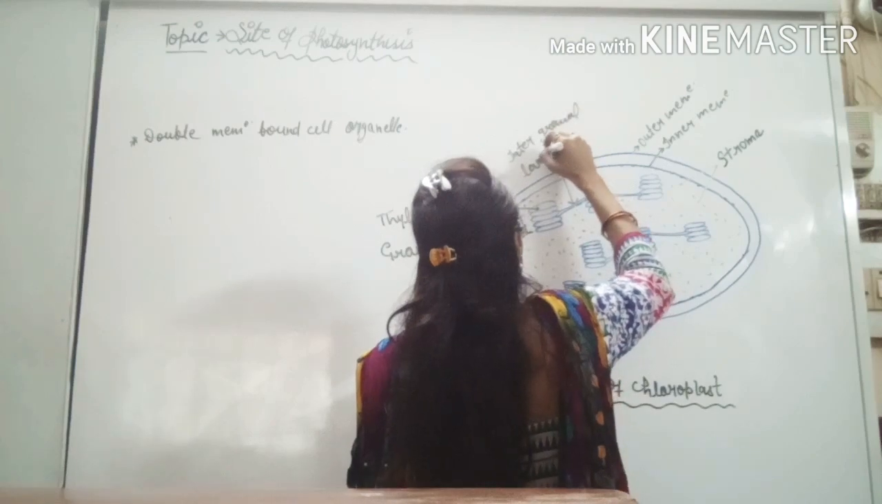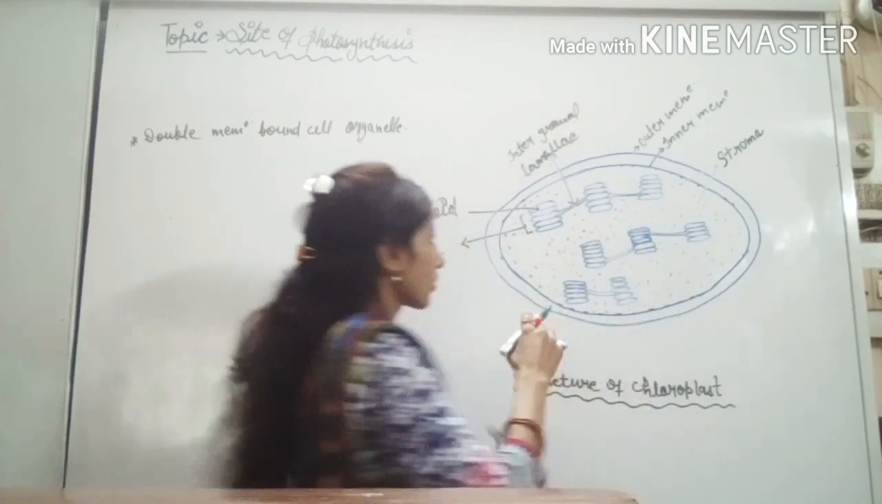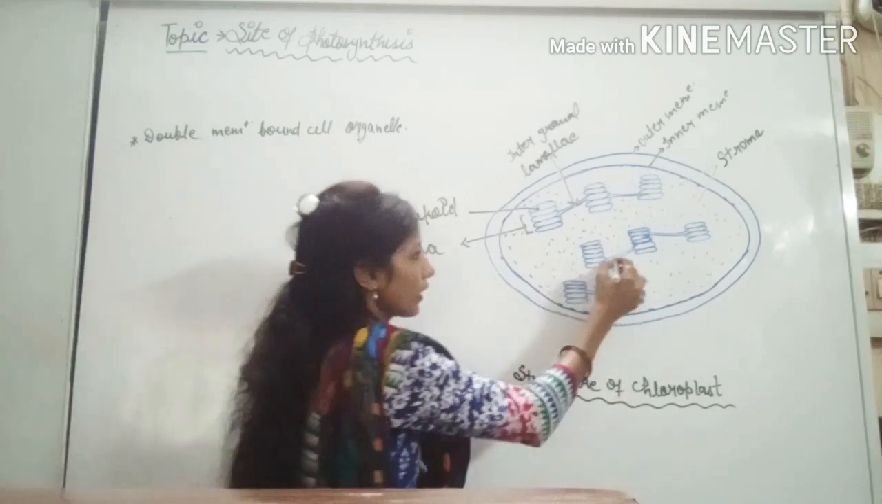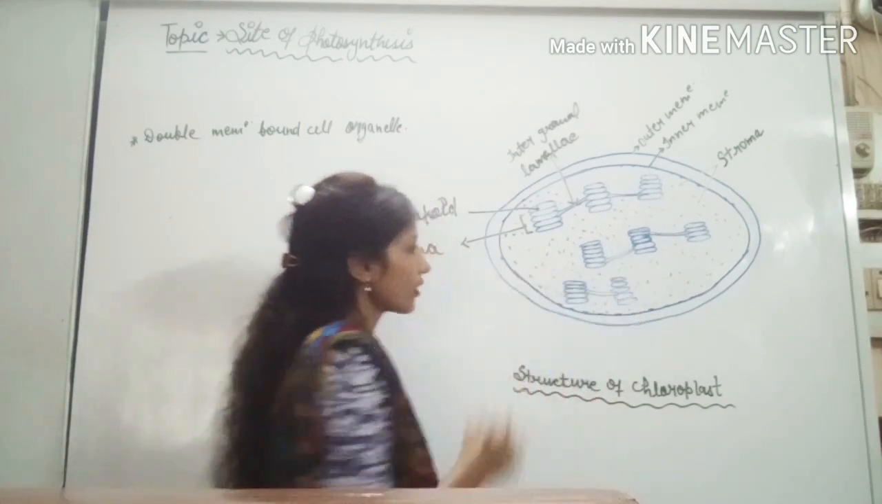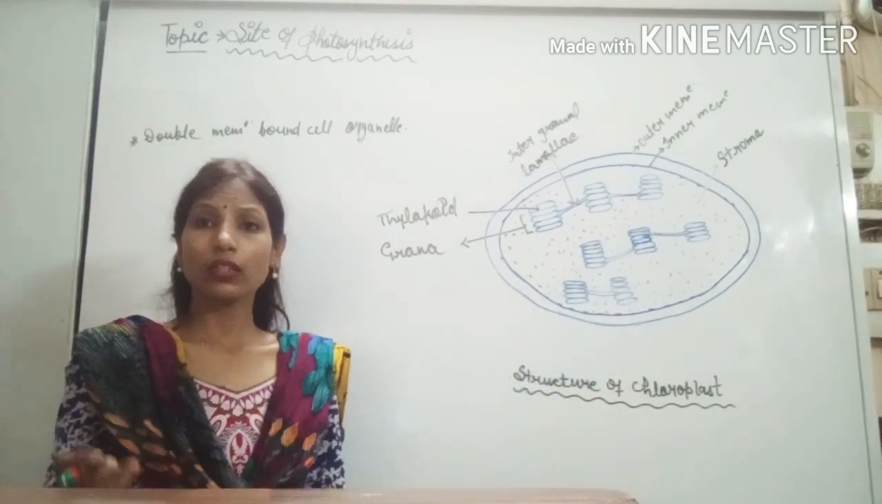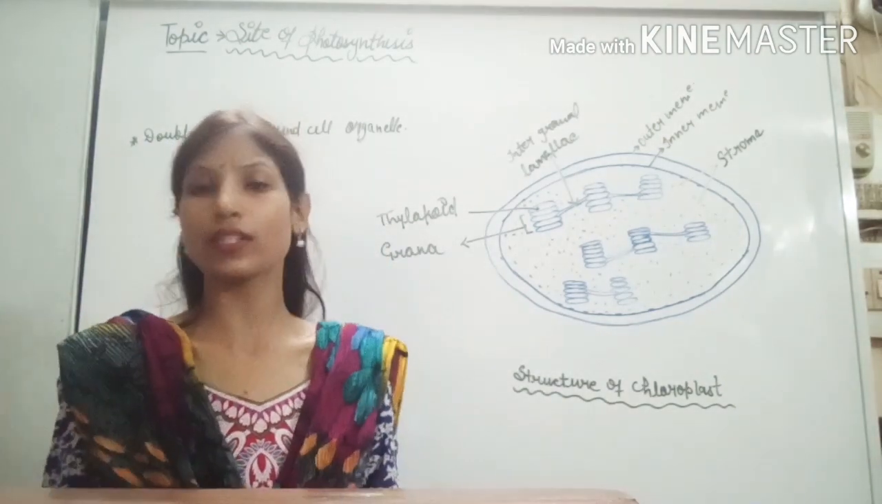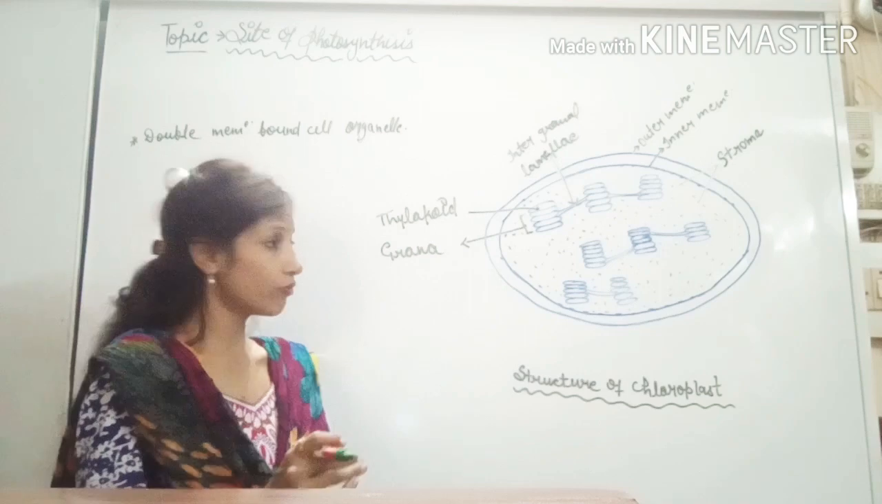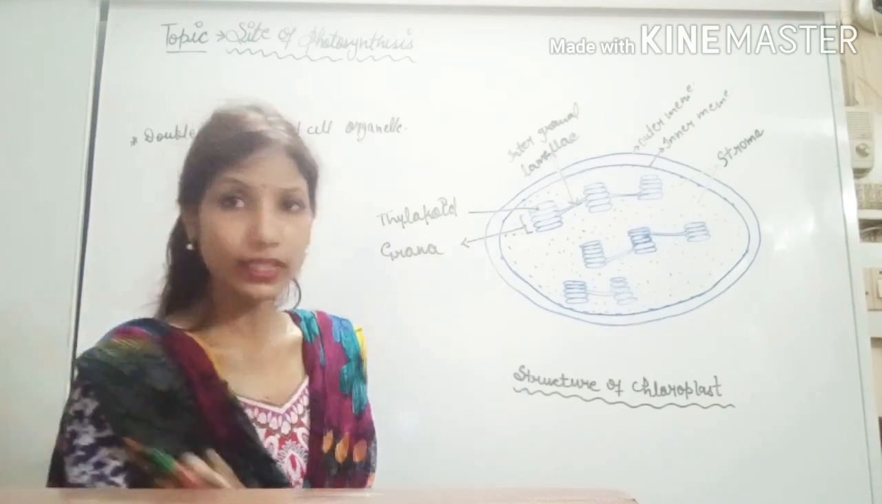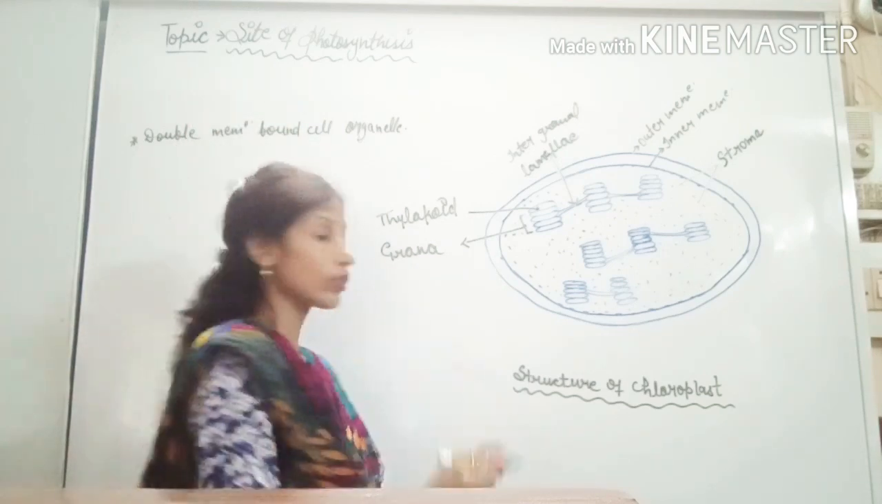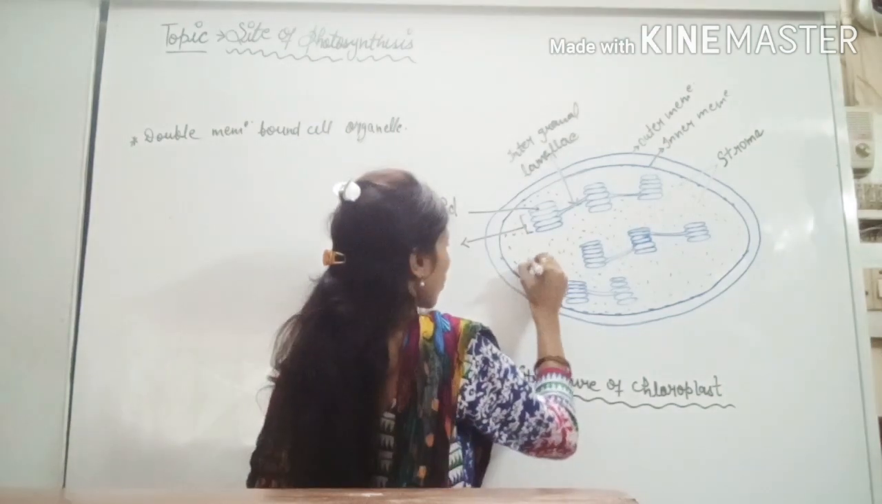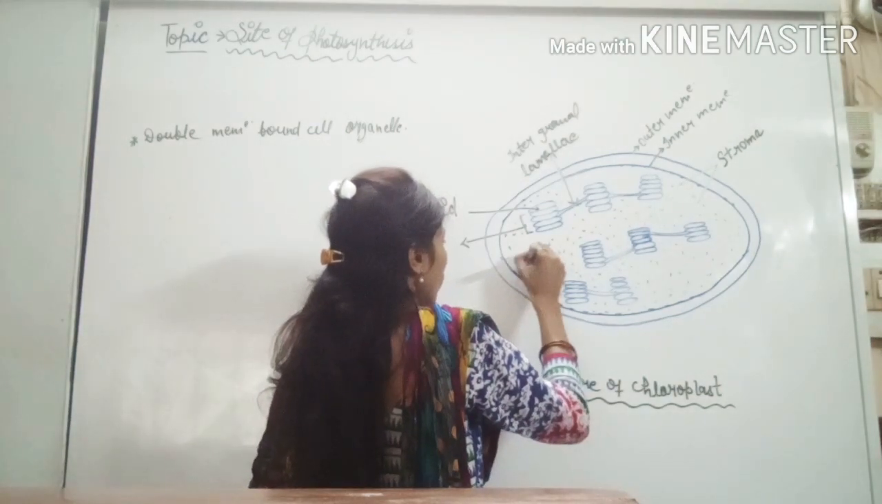Intergranal lamella. I hope it is clear to you all. It is also here, the intergranal lamella you can see here, right? Now apart from this, lots of enzymes are also present in the chloroplast, of which the most important enzyme is called the rubisco.